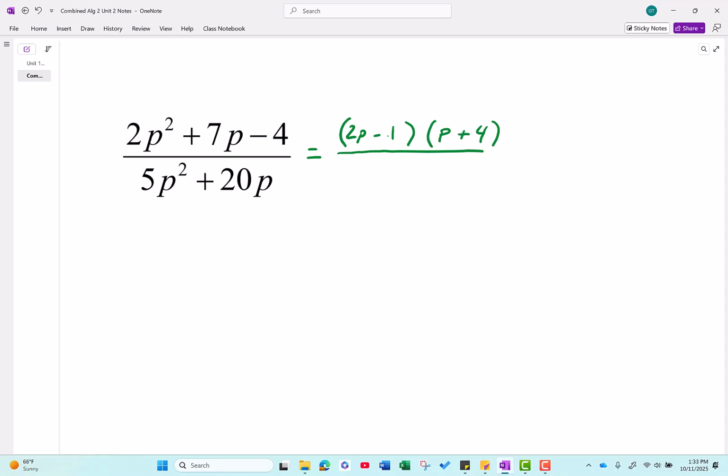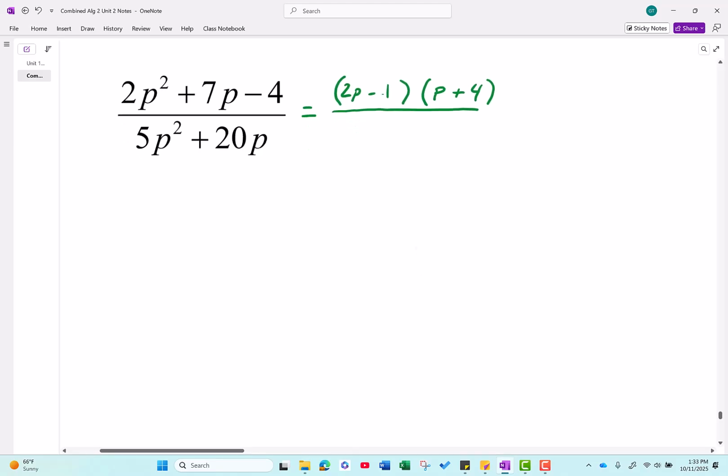Okay? So I can just flip the signs. Now I get positive 8p minus 1p, and I get positive 7p. Now the bottom down here, I can't really factor it out in the same way, but I can take out a 5p. If I put a 5p out front and divide 5p squared by 5p, I get p. And then if I take 20p divided by 5p, I'm going to end up with plus 4.